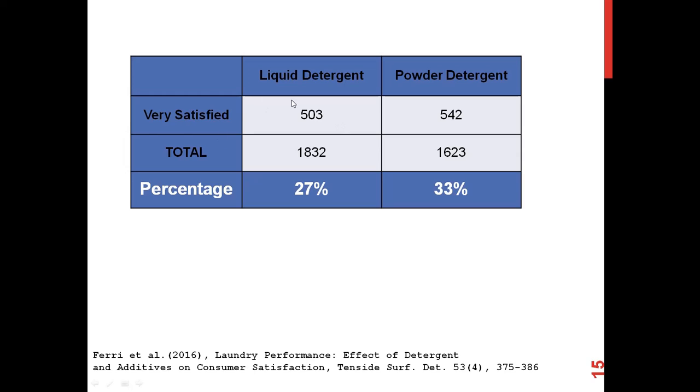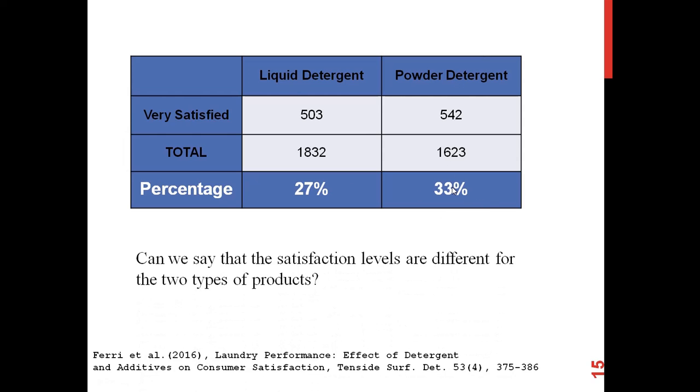So these are the proportions. For liquid detergents, out of 1832 people who were asked this question, 503 people reported that they are very satisfied, whereas for powder detergent, out of 1623 people, 542 reported that they are very satisfied. So the percentage of people who are very happy for liquid detergent is 27%, and for powder detergent it is 33%.